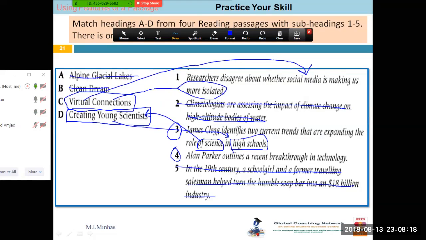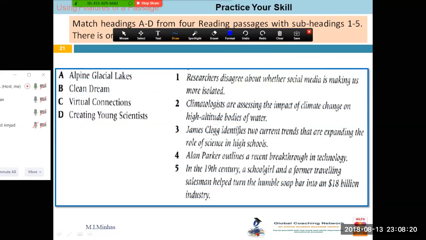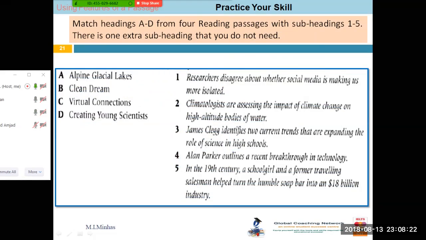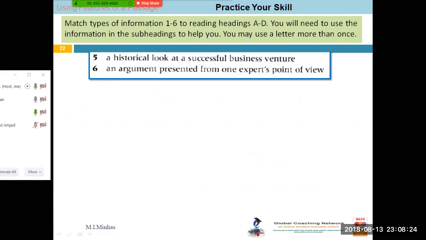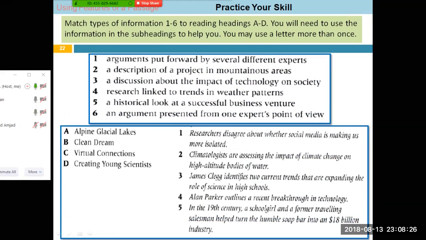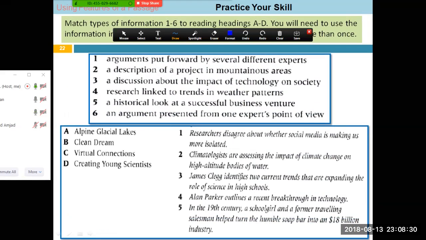Now I want to show you an advanced version of this. And that will be our last exercise. Sorry, Abdurrahman, what's the time there? Do you have 5 minutes? Okay, no problem.